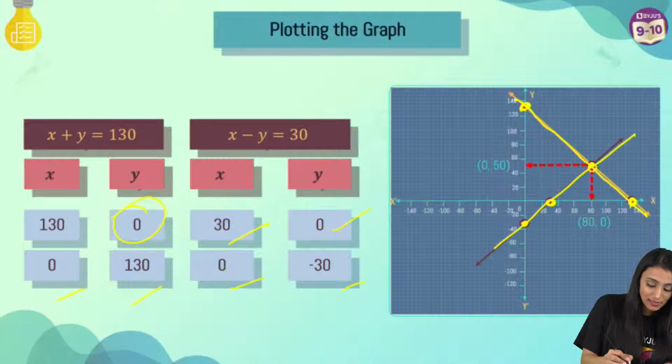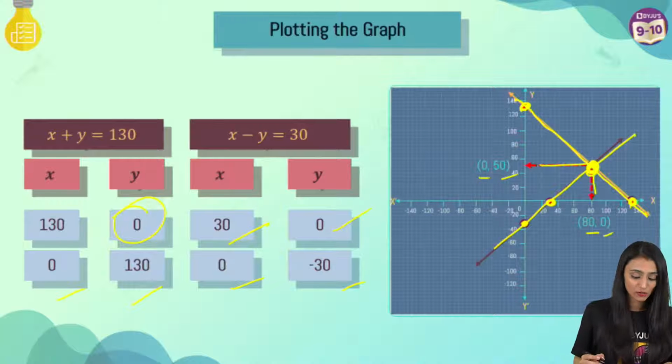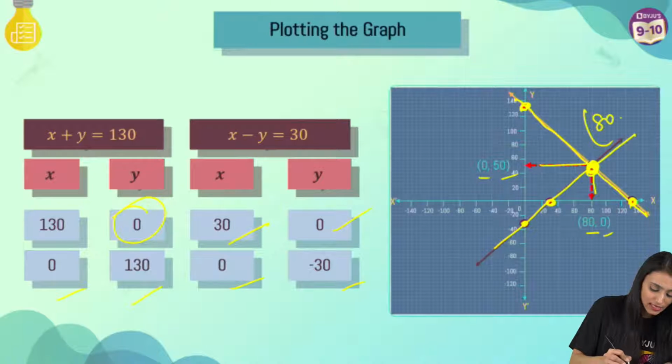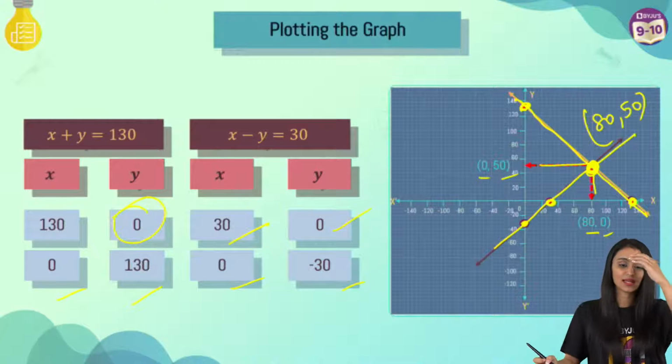Now we can see that this is the common intersection point. So here x is 80, right? And y is 0. And here x is 0, y is 50, right? So we have got the common intersection point over here. What is it going to be? X is 80 and y is 50 over here. Yes, your answers were correct, 80 and 50.